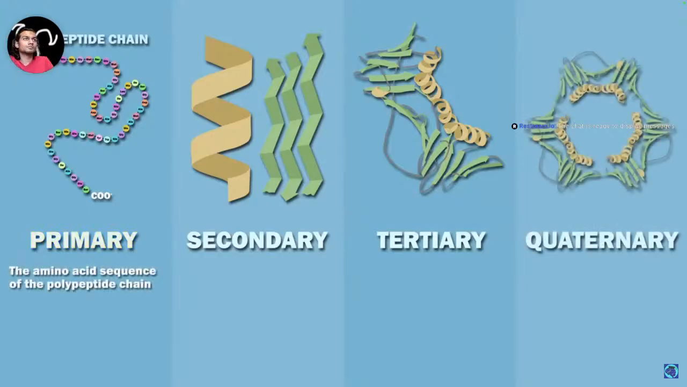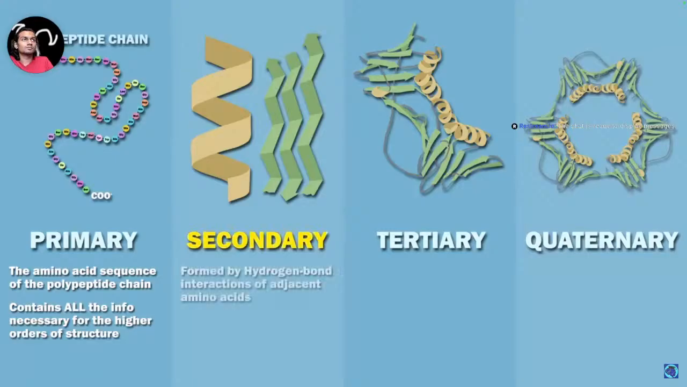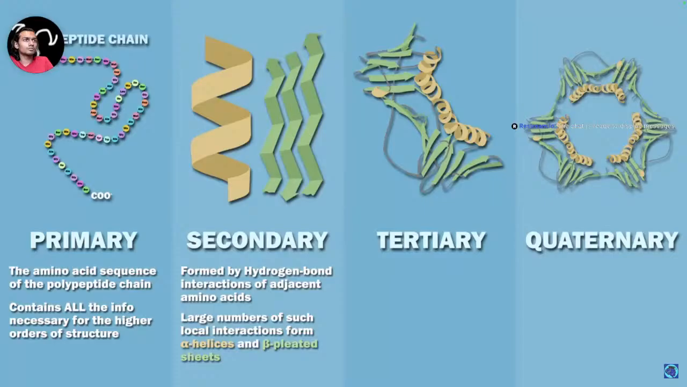Primary structure is simply the amino acid sequence of the protein. It is important to remember that this sequence contains all the information necessary. The secondary structure is formed by hydrogen bond interactions of adjacent amino acids. Large numbers of such local interactions form alpha helices and beta pleated sheets.